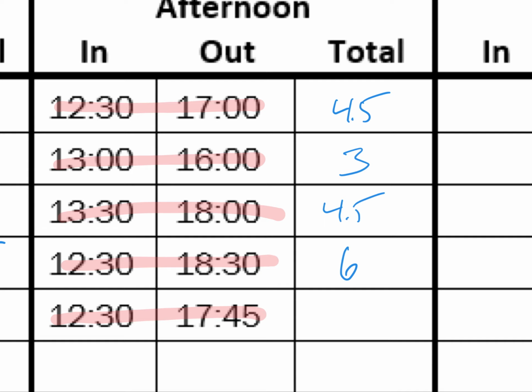Beautiful. It's 5 hours and 15 minutes, which is 5.25. Half hours are easier. Full hours should be easy. Quarter or 3/4 hours are tougher. Be careful. Any questions about that?